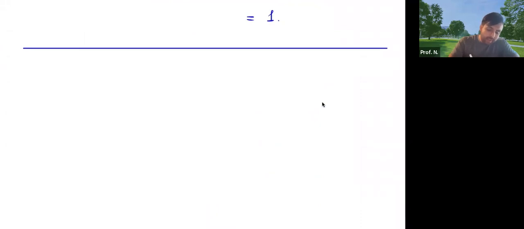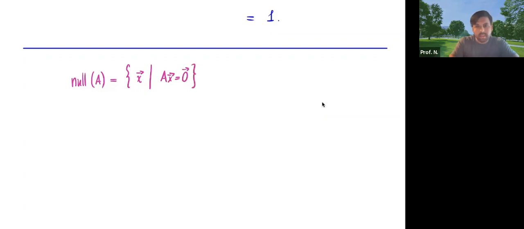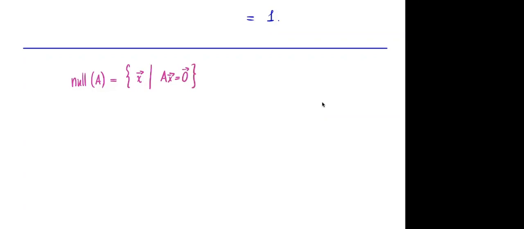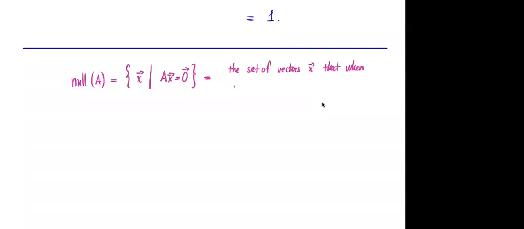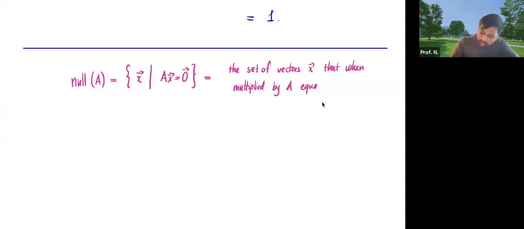Let's just make it simpler, right? What's the null space of A? Just a matrix. What is it? The null space is the set of vectors such that AX is zero. That's the null space. Yeah. So if I write this in words, it's the set of vectors X that when multiplied by A equals zero.